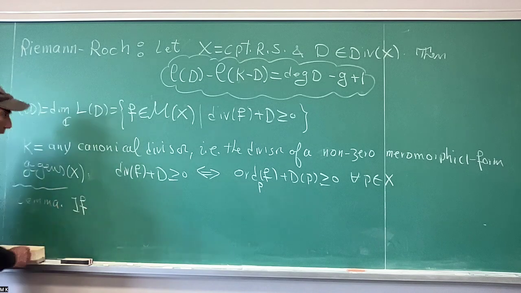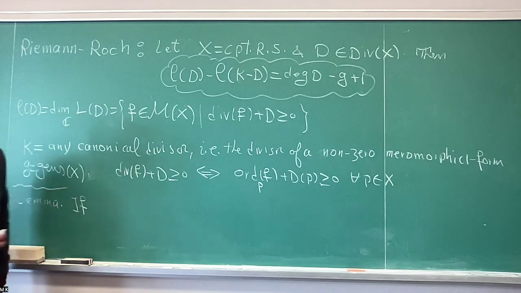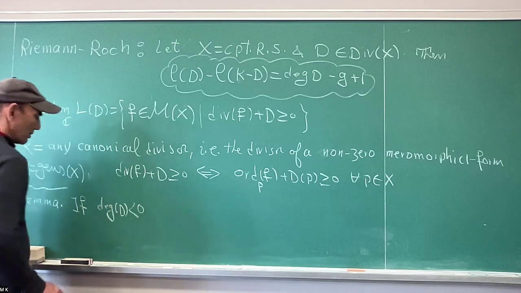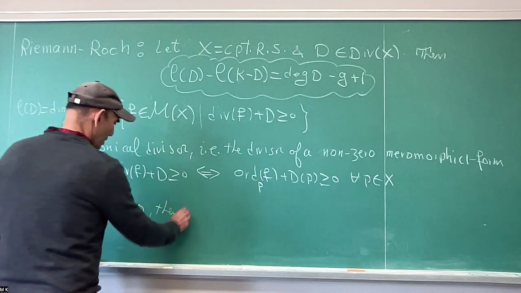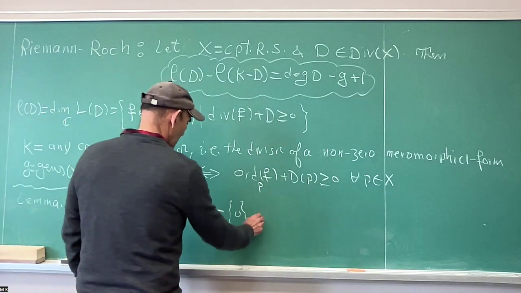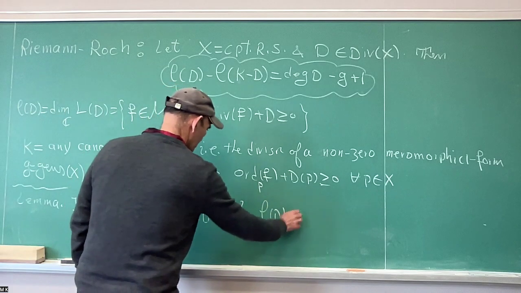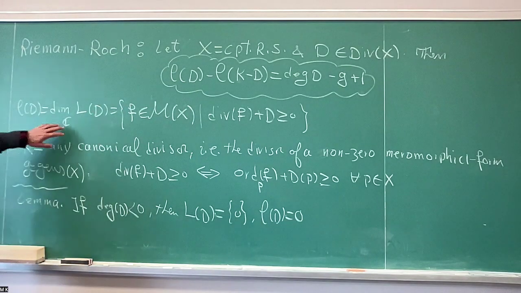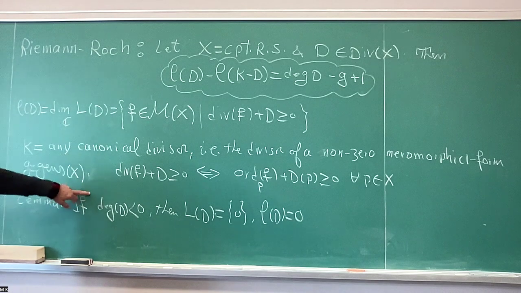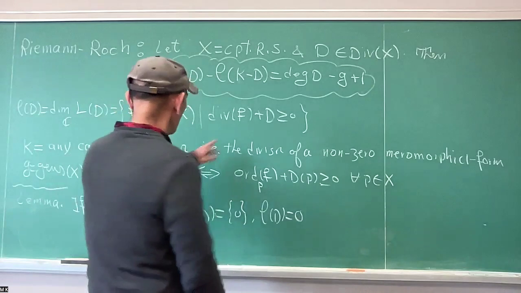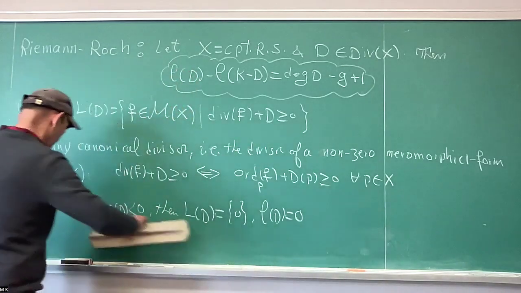If D is a negative divisor, that is, degree of D is less than 0, then L of D is equal to 0, there's nothing there. So for negative divisors, there are no elements here except for the 0 function. Okay, so why is that so? I mean, the proof is just straightforward. The proof.